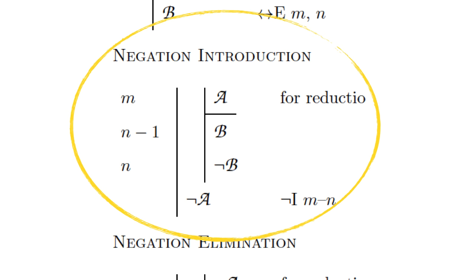This is how the rule looks on the reference sheet. To apply negation introduction, you need to have started a subproof in which you assumed the opposite of what you wanted to show and derived an explicit contradiction. The rule has lines n-1 and n because the explicit contradiction can't just be on any 2 lines. It needs to be on the last 2 lines of the subproof.